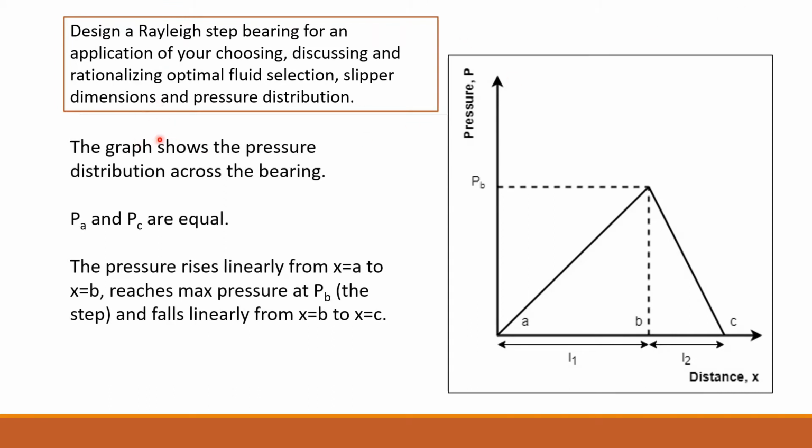The graph to the side here shows the pressure distribution across the length of the bearing. This is point A here, and as you can see, as we approach point B where the step occurs, the pressure is constantly increasing, and once we pass point B, so go from B to C, the pressure will decrease. We've assumed that PA and PC are equal, so we can just set these equal to 0, and we can just solve for the difference in pressure between point B and these two points.